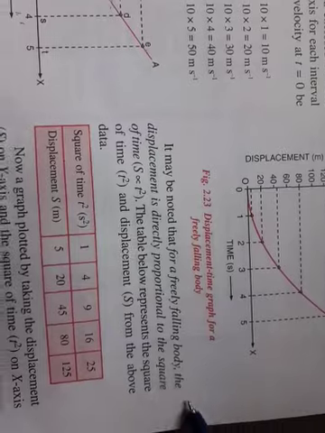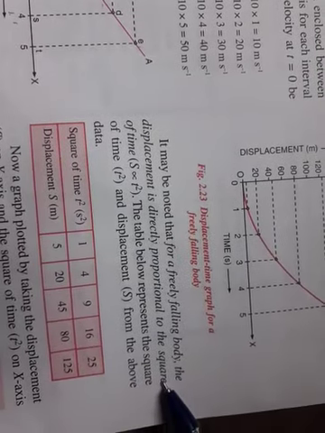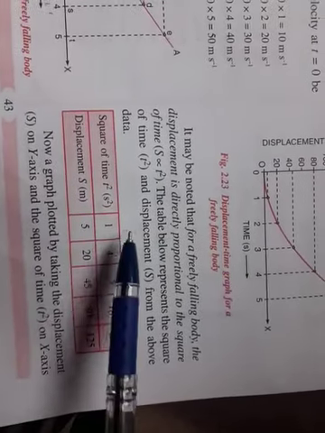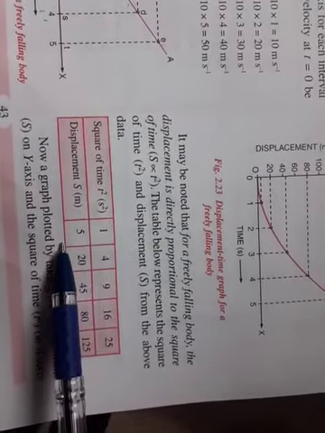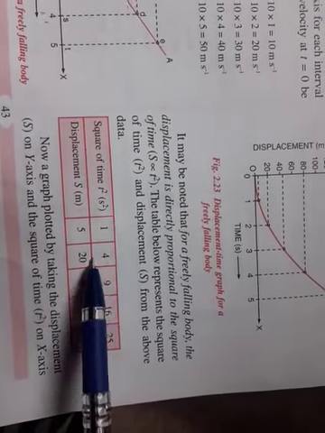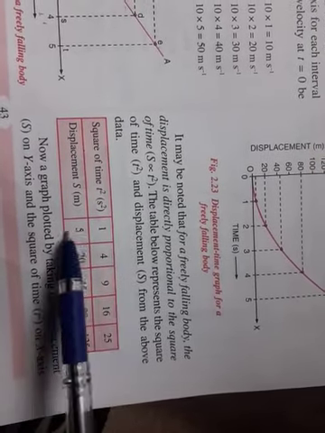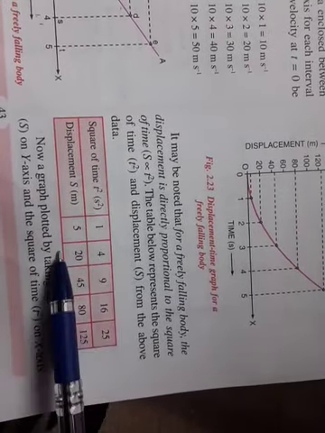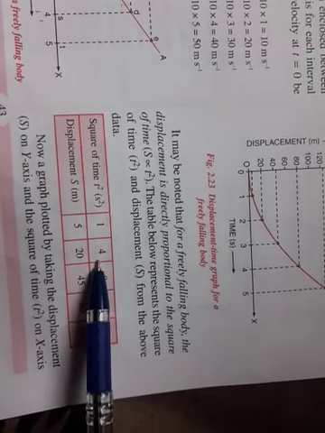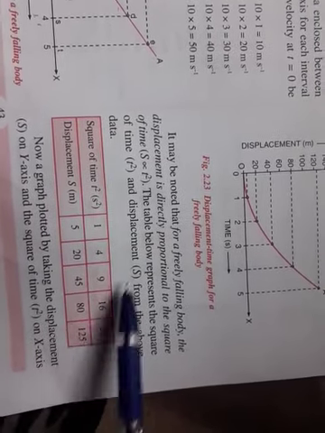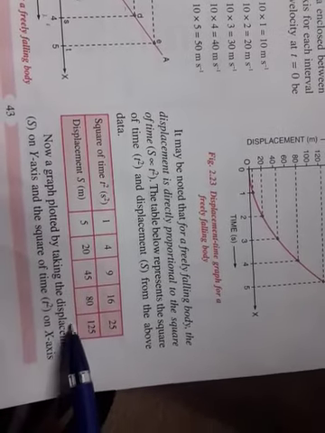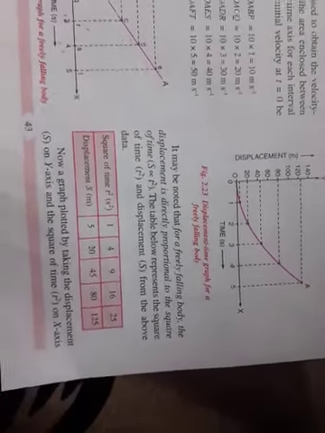Now it may be noted that for a freely falling body, displacement is directly proportional to the square of the time. For 1 second it is 5, for t square 4 it is 20. So S is directly proportional to t square. So 20 is proportional to 2 square, 4; 45 to 9. Like this we get S proportional to t square. This is the graph taking displacement on the y-axis and time on the x-axis. So we have just plotted the graph for displacement time.